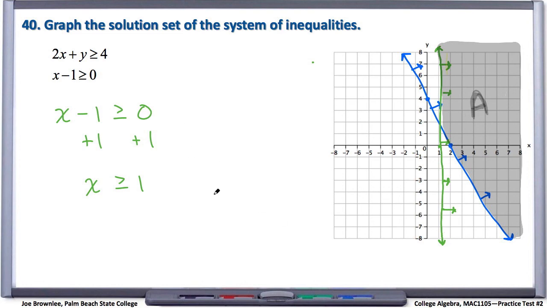So there's number 40. We graphed both inequalities, and we chose a test point for the first inequality that helped us to determine that we were shading above the line. We graphed the second inequality, and we were able to determine that we shade to the right because x values that are greater than or equal to 1 are to the right of that green line. And then we looked to see where was the double shaded portion, the portion of the shading that was overlapping, and that's the gray area there. So number 40.